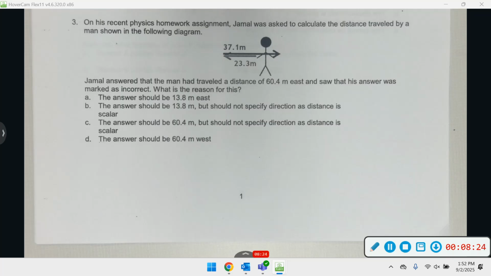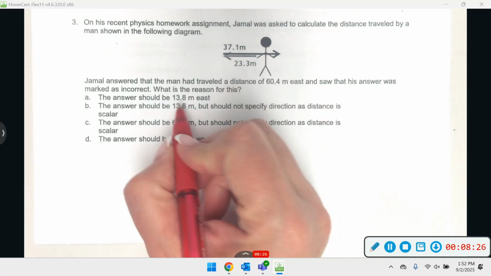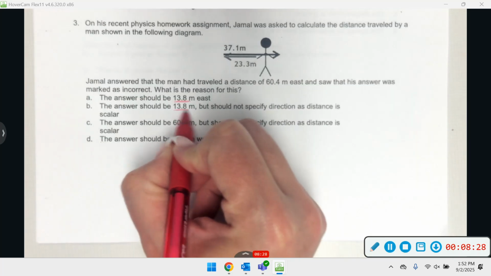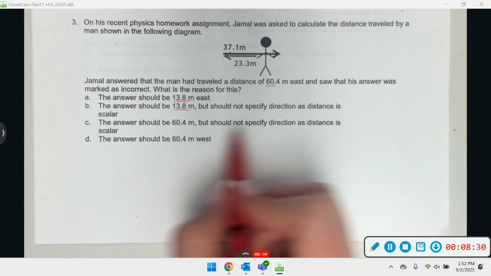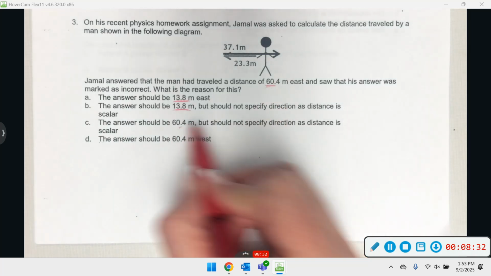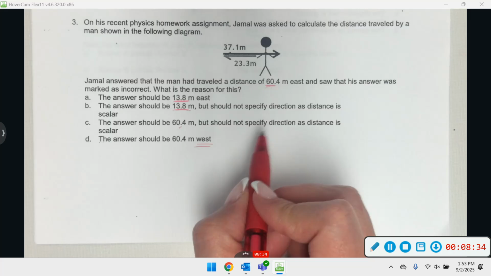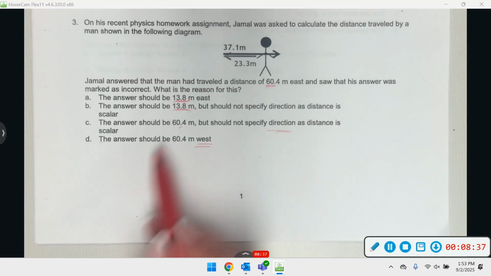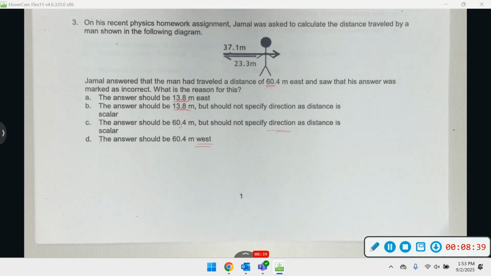If you look at the answer choices, they either refer to the fact that the number is wrong, or, notice this is the same number, or the direction is wrong, okay, or both in some of these. And so that's what we need to look at first, is what is distance? And let's see what we should be getting. You need to remember the difference between distance and displacement. Okay, your distance is the total path traveled. It's the sum total of all of the parts of his motion.